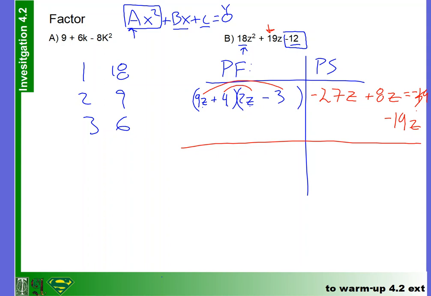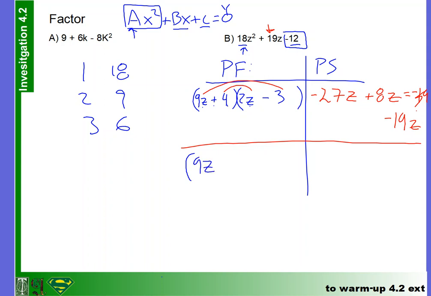How do I make this to be positive? What do I need to do for my binomial pair that would give me a positive 19z? It's an easy change here. Sam? So switch these signs? Okay, so we have 9z.